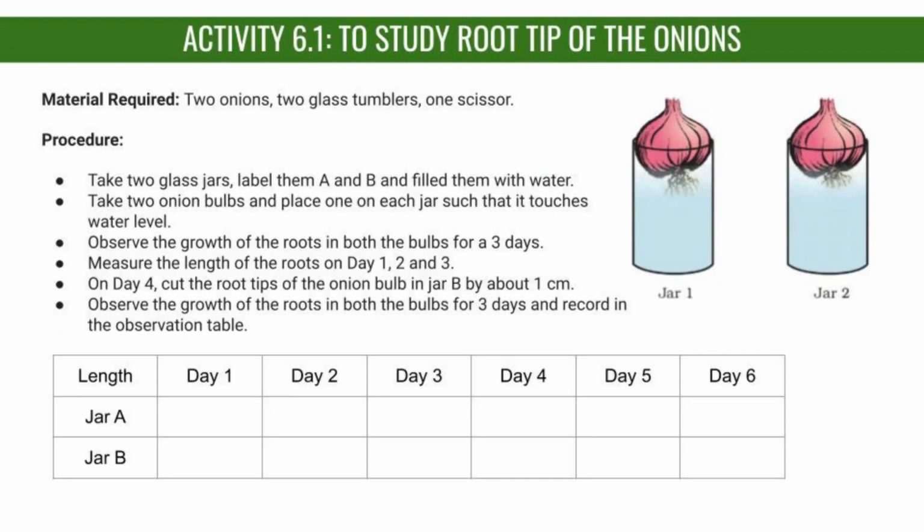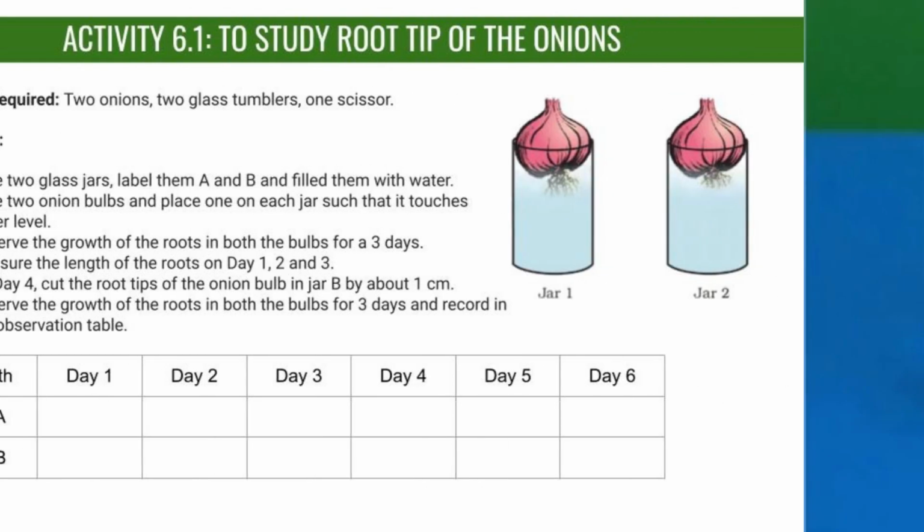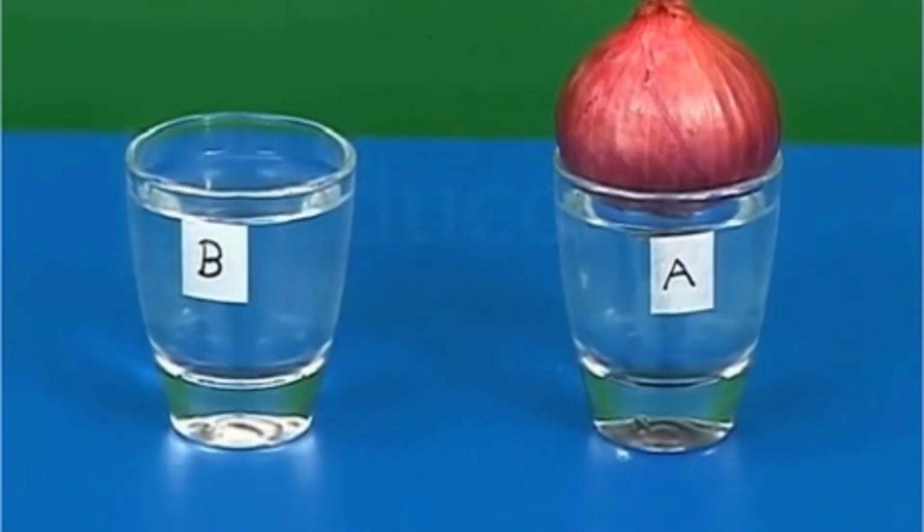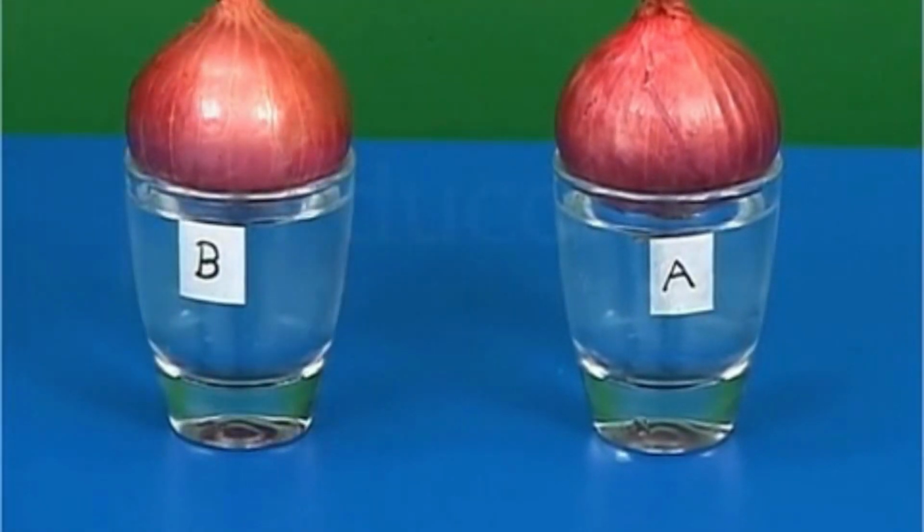Let's do an experiment to observe the role of meristematic tissues in plants. Refer to Activity 6.1 in the NCERT Textbook to study the root tip of the onions. Let's take a small video based on it. Take 2 glass jars, label them as A and B, and fill them with water. Take 2 onion bulbs and place one on each jar such that it touches the water level. Observe the growth of the roots in both the bulbs for 3 days. Measure the length of the roots on day 1, 2 and 3.